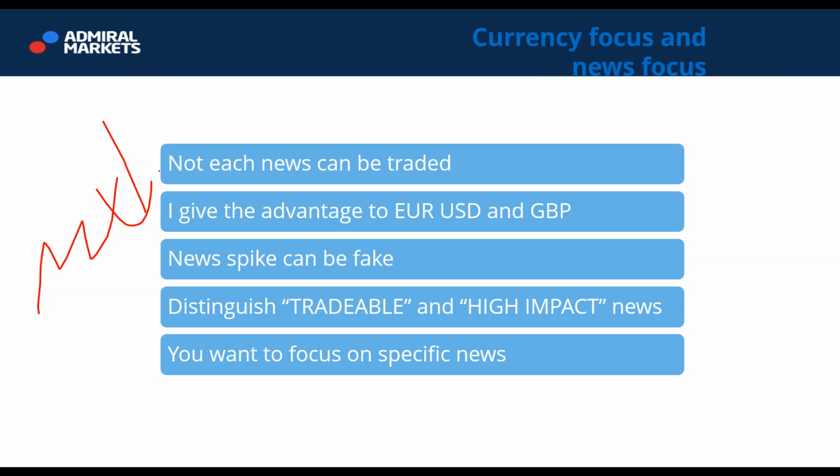Distinguish tradable and high impact news. It doesn't matter that news will show 3 dots or a red color. We need to distinguish tradable and high impact news. That is very important. You want to focus on specific news.